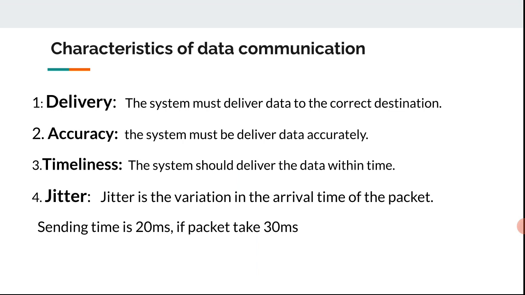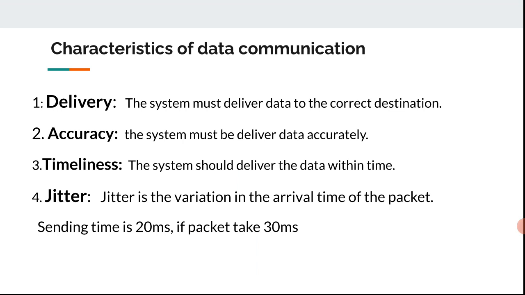We have number two, accuracy. Accuracy means when I send a message saying hello, this message will be delivered as hello, not hi. So the system must deliver the data accurately. What I am sending must reach the required destination, and it must arrive in the correct form. So it is called accuracy.